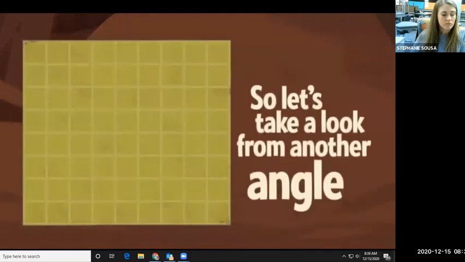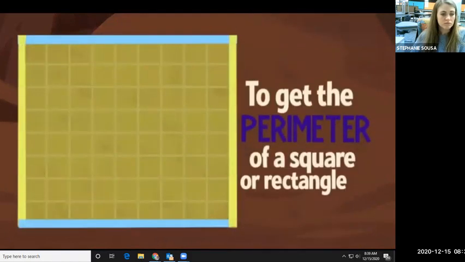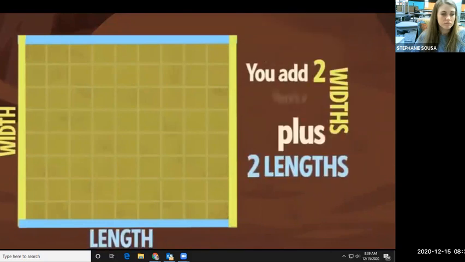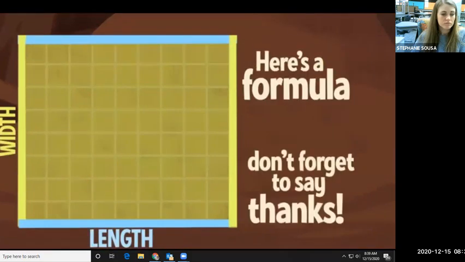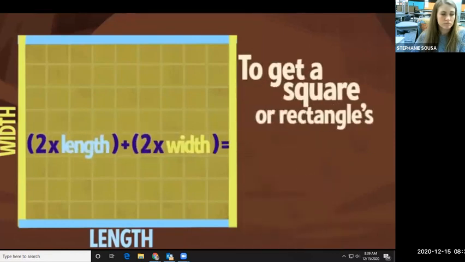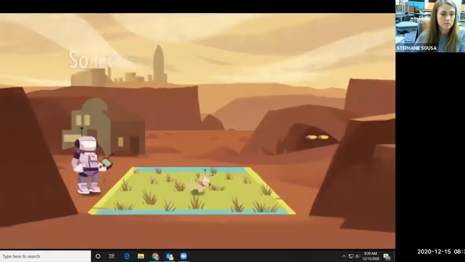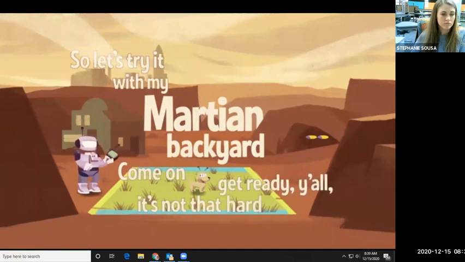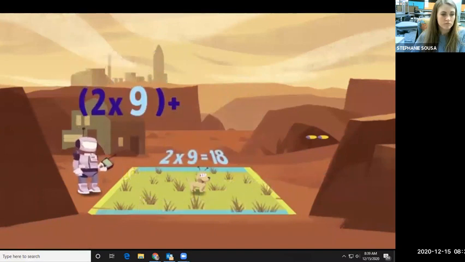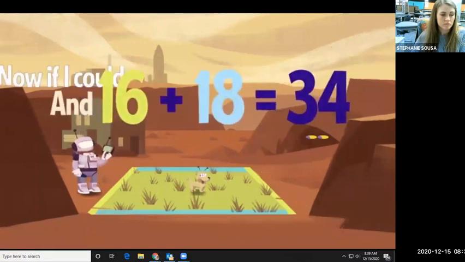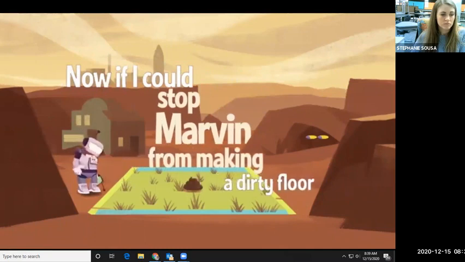So let's take a look from another angle. To get the perimeter of a square or rectangle, you add 2 widths plus 2 lengths. Here's a formula, don't forget to say thanks. 2 times length plus 2 times width to get a square or rectangle's perimeter quick. So let's try it with my Martian backyard. Come on, get ready y'all, it's not that hard. 2 times the length of 9 is 18, and 2 times the width of 8 is 16, and 16 plus 18 is 34. Now if I could stop Marvin from making a dirty floor.